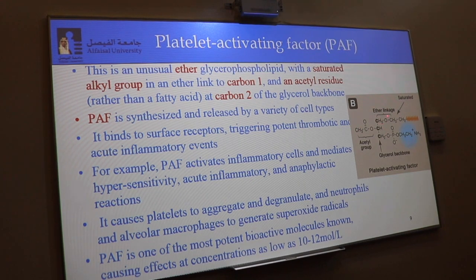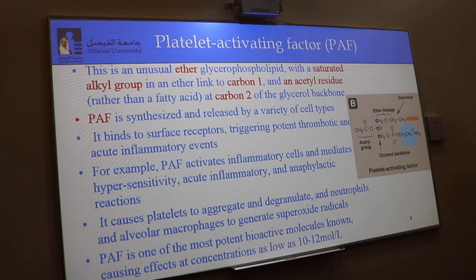No, this is glycerol. Normally on glycerol and glycerophospholipid, we have one fatty acid here and one fatty acid attached to carbon number 2. And this is carbon number 3, where you have a phosphate and an alcohol. Now the exception here is that you don't have a fatty acid here. You have a saturated hydrocarbon chain, and here you have an acetyl group. So the difference is in the structure of the carbon number 1 group and carbon number 2 group of the glycerol. But here it's the same.